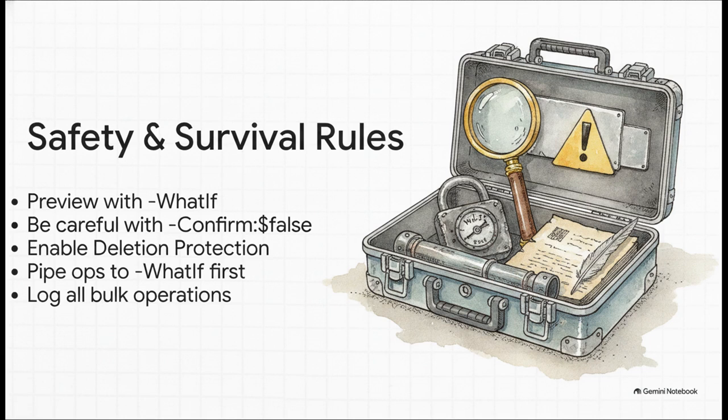It totally suppresses warning prompts, so you should only use it in scripts you've already fully tested in a safe, non-production environment. 3, make sure you enable that accidental deletion protection on all your OUs. 4, when you're piping bulk operations, pipe them into what-if first so you can review exactly who is going where. And 5, log all your bulk ops. You absolutely need a clear audit trail of what your script actually executed on the domain.